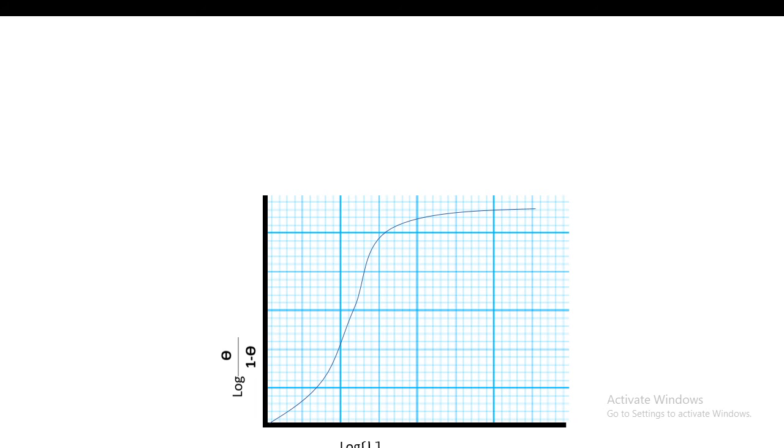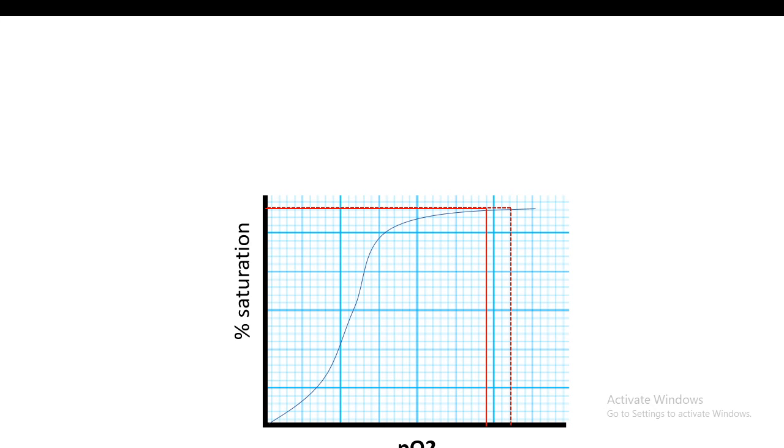So here, this log theta by 1 minus theta term, we can write as percent saturation of hemoglobin, and the log L term we can write as the partial pressure of oxygen in this alternate term. Now let's look at this portion of the graph. So here the curve has flattened and it has pretty much reached a plateau. In this situation, if we increase the partial pressure of oxygen, we can see on the y-axis there is not much change in the percent saturation.